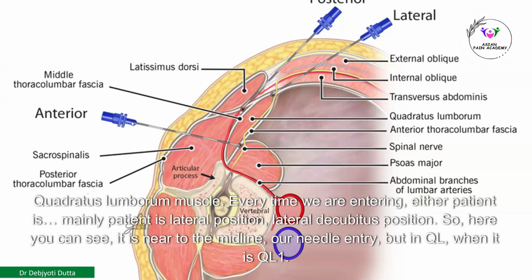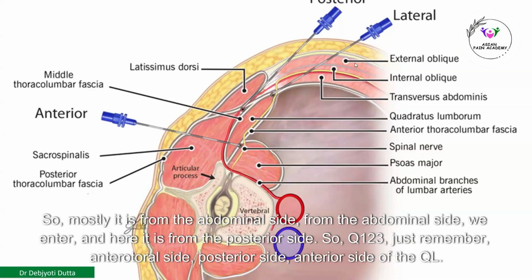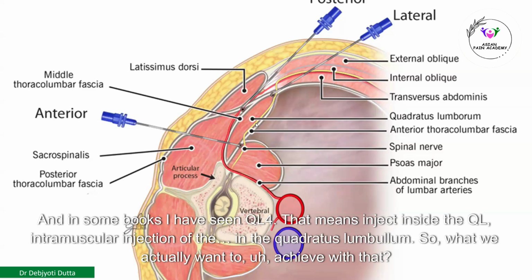Every time we are entering, the patient is mainly in lateral decubitus position. Here you can see the needle entry is near the midline. But when it is QL 1, mostly we enter from the abdominal side, and here it is from the posterior side. So QL 1, 2, 3: just remember, anterolateral side, posterior side, anterior side of the QL. And in some books I have seen QL 4, that means an intramuscular injection inside the quadratus lumborum.